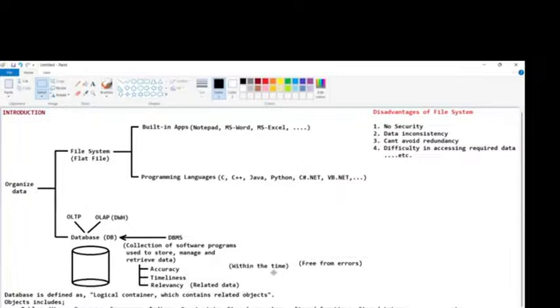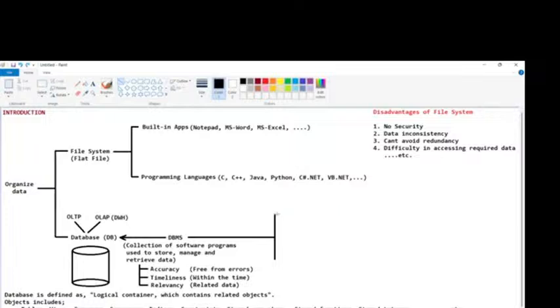Related data, within the time, free from errors. Now, this DBMS is now classified into four types. We have four types.